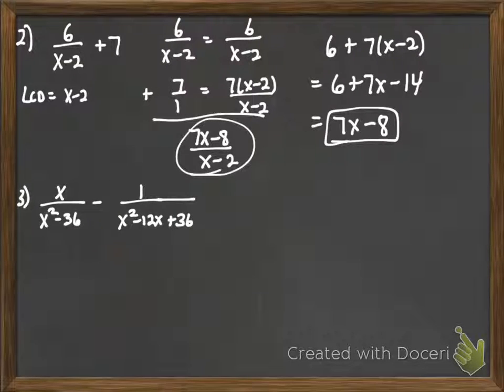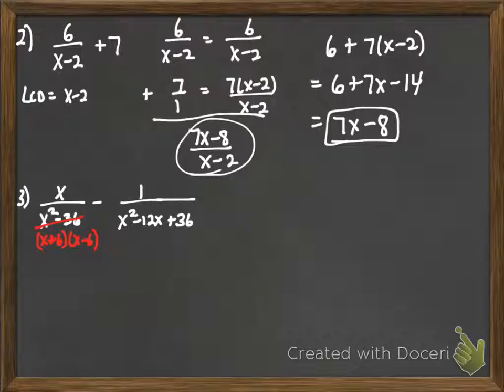This one's a bit more involved. We have two denominators there that can be broken down. And again, we always want to make sure to do that, because it's very important that we find that common denominator, and we need to do that by making sure our denominators are factored. So we begin with the x squared minus 36. That's a difference of squares, which would be x plus 6 and x minus 6.